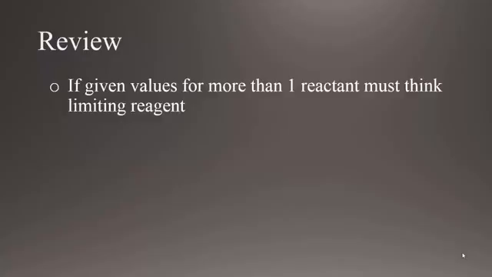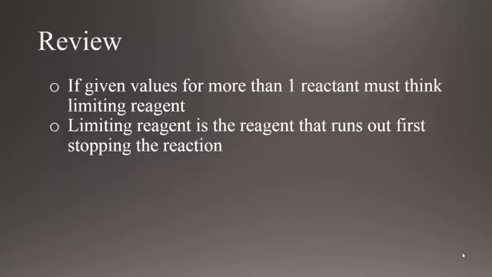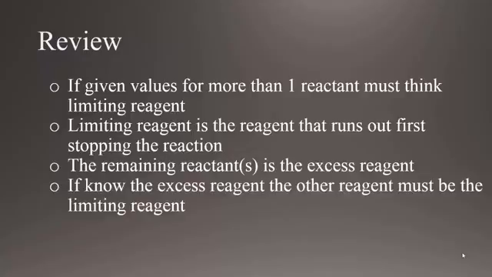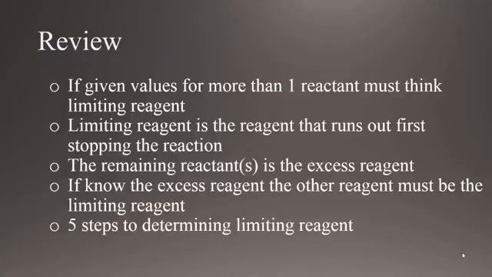So to review this section, if you're given values for more than one reactant, you must think and really calculate to determine if there's a limiting reagent. Remember that the limiting reagent is that which runs out first and that stops the reaction. The leftover is the excess reagent. If you know the excess reagent, the other reagent must be the limiting reagent. And there are 5 steps to determining the limiting reagent.